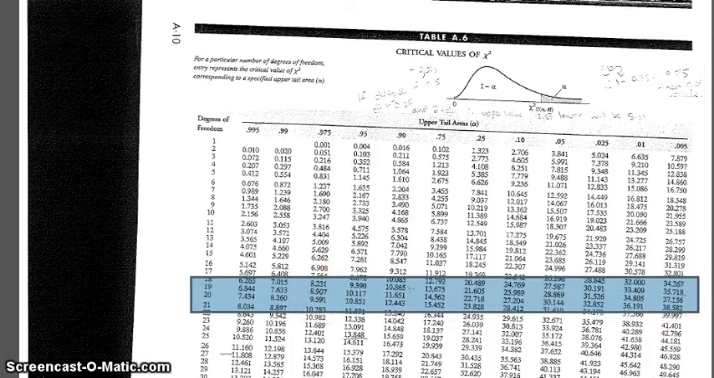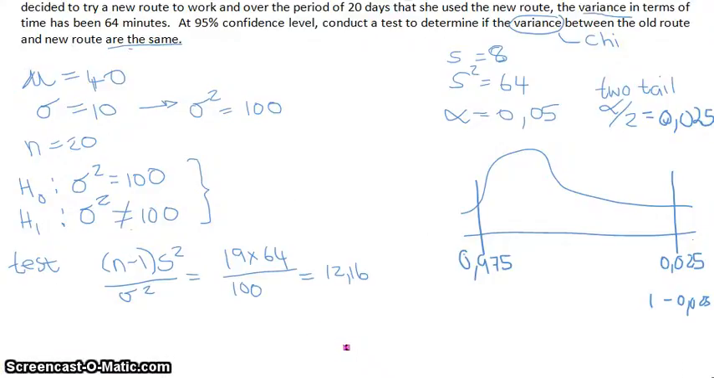Going back to the question, I'm going to change the color of my pen to red, so that when we write these in, you can see the difference. I said that for 0.025, the critical value on my upper end was 32.852. The critical value on my lower end was 8.907. So what I do now is I have to conclude.